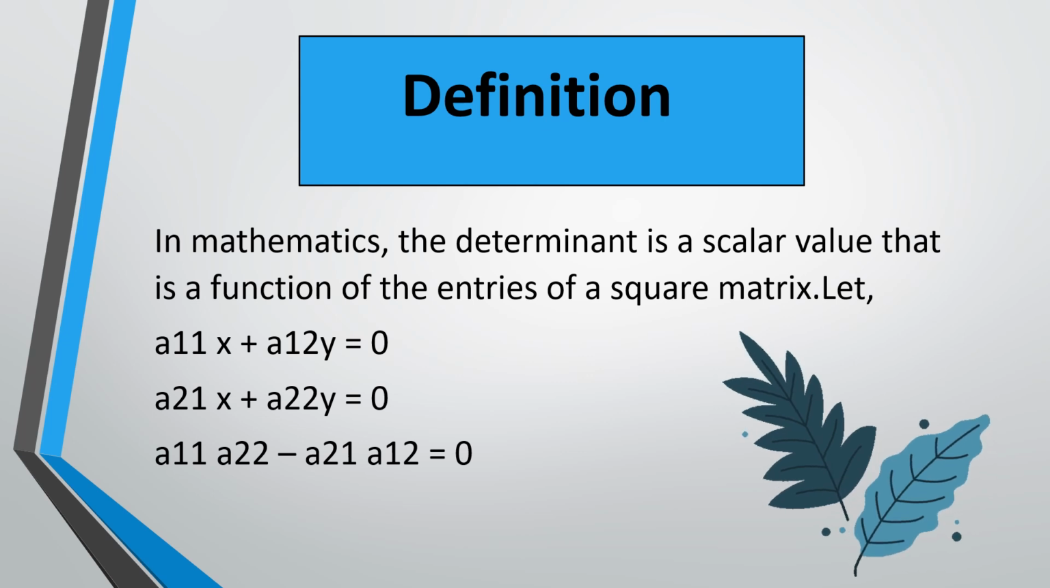Let ax plus by equal to 0 and cx plus dy equal to 0, then the determinant will be ad minus bc.